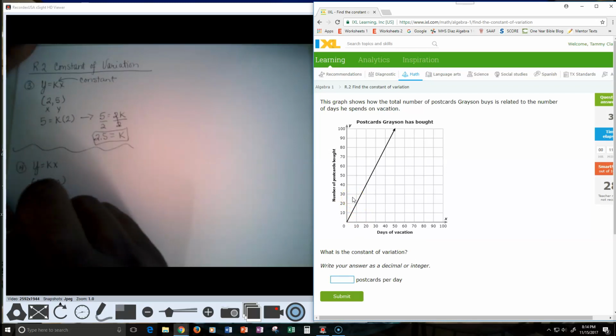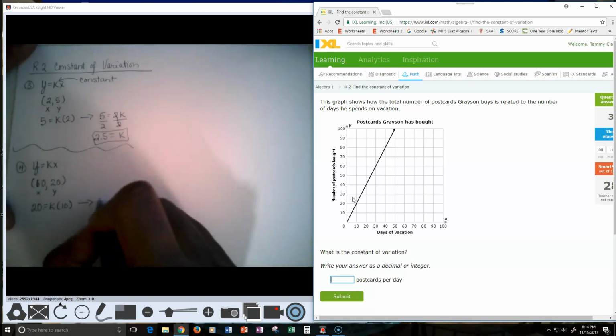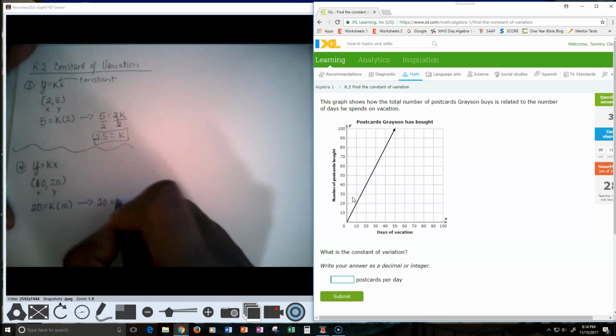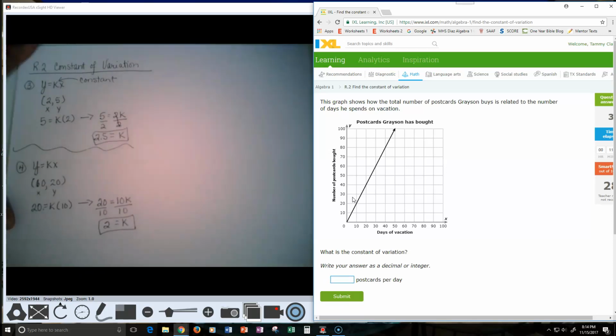Replace the values, so 20 goes in place of Y, equals K multiplied by 10. Rearrange it if you need to. 20 is equal to 10K. Divide both sides by 10. K, therefore, is equal to 2. This is an integer because there's no fractional part.